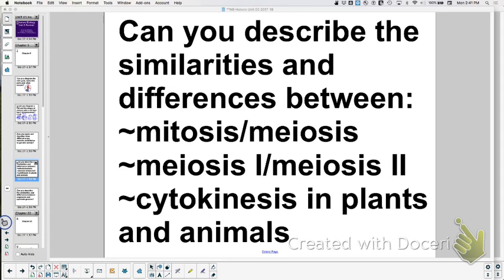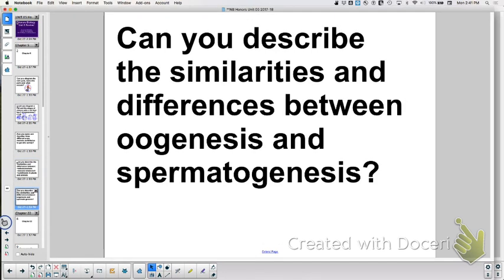Good? Okay, next. Can you describe the similarities and differences between oogenesis and spermatogenesis? Spermatogenesis is forming what? Sperm. Oogenesis is forming what? Eggs. So remember, spermatogenesis is straight up like I taught it to you. No change. Meiosis, straight up. Oogenesis is the different one, right? And what makes oogenesis different from spermatogenesis? It makes only one good one and then the three. Okay, how can we say that? Uneven.